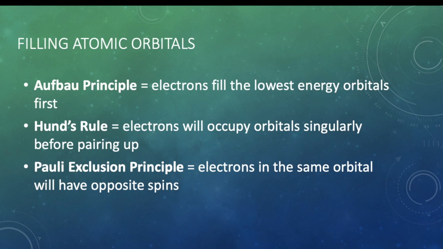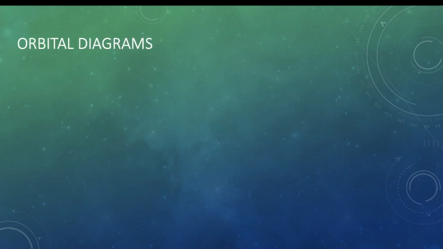Third, we have the Pauli exclusion principle. And that says that electrons in the same orbital will have opposite spins. And I'll show you how we're going to represent that in our first example. Now, you are going to want to make some flashcards or something to help you study these 3 terms, because all 3 of these terms will show up as part of a matching section on the test.